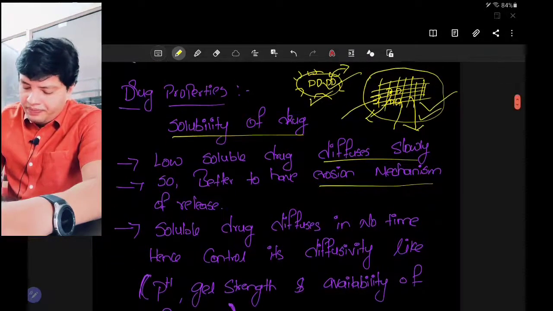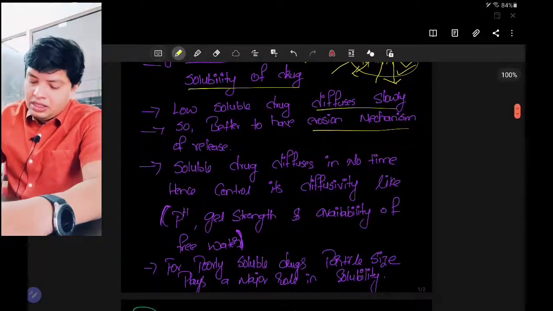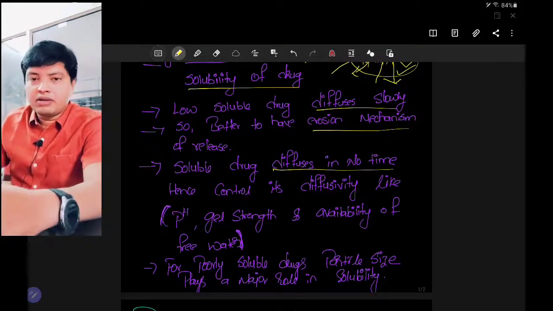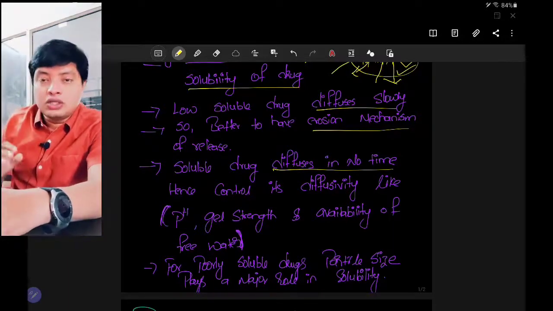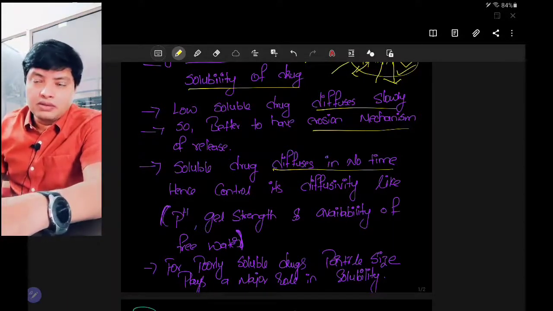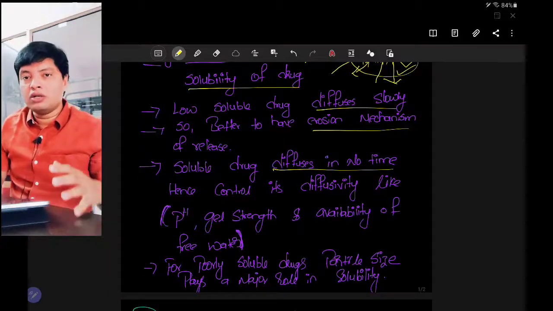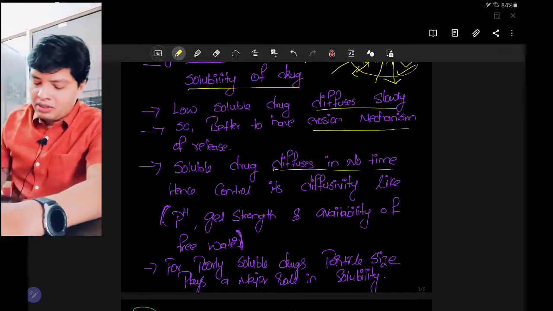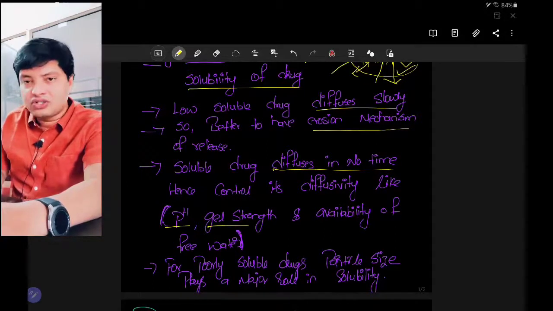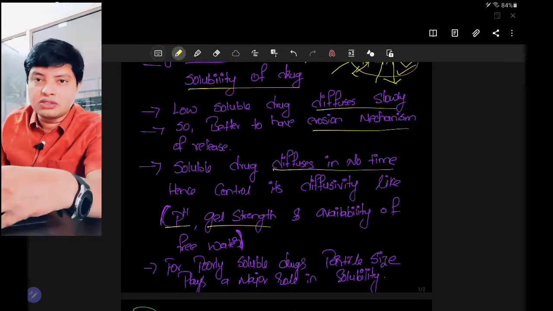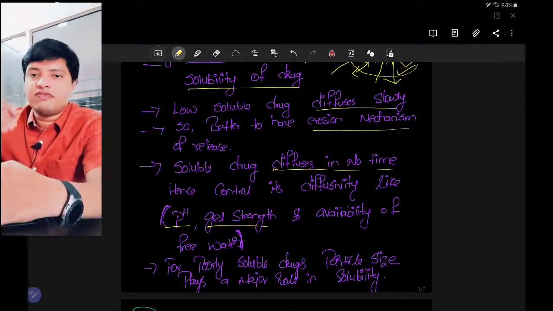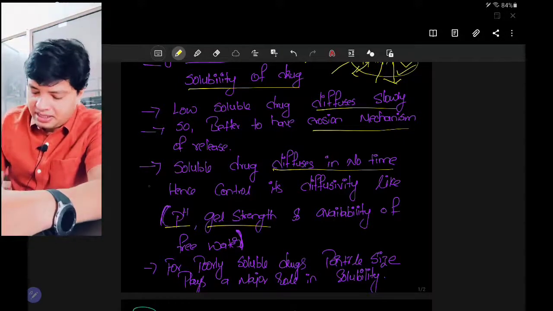Next we have soluble drug diffuses with no time. The drug which is soluble can diffuse quickly compared to the insoluble drug. Hence, we need to control the release of that soluble drug. And how can you control the release of the insoluble drug? By going for the erosion mechanism. For the soluble drug, you can control the release by pH change or by increasing the gel strength. Even though the drug is soluble, because the gel strength is more, it will cause resistance for the drug to come out from the matrices.